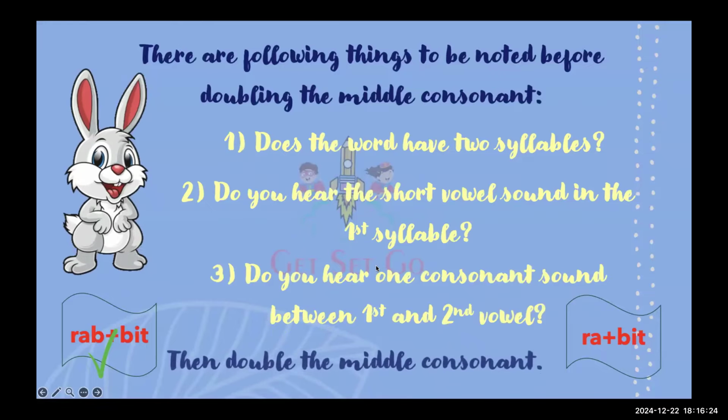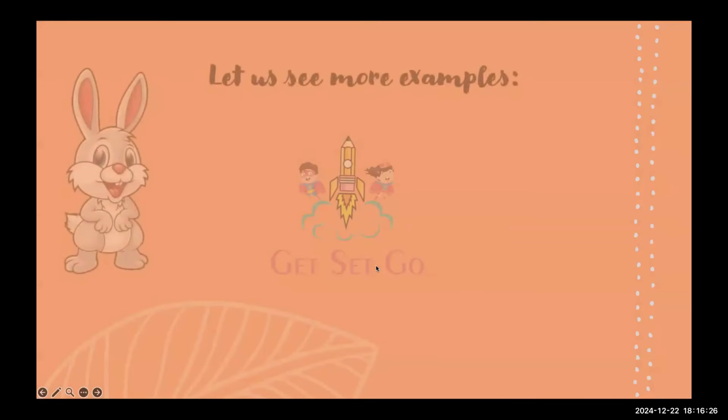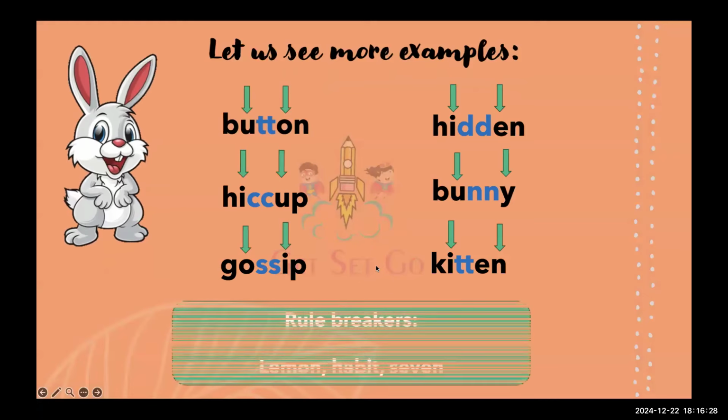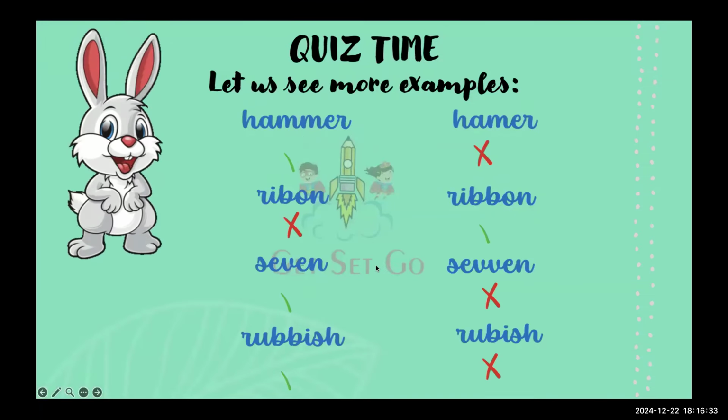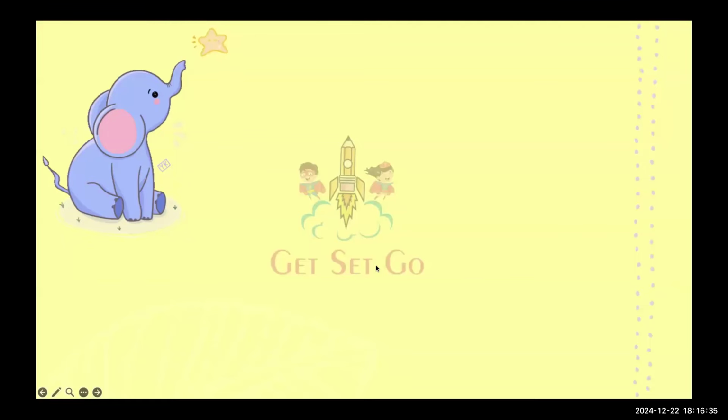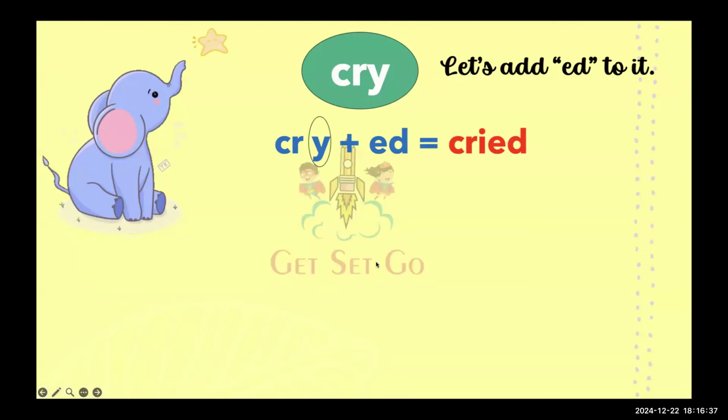Does the word have two syllables? All the discussion things are there, and then you'll see some examples, rule breakers, quiz time. So right, wrong: children have to tell which is the right spelling and which is the wrong spelling. We can even tell kids to write it in their notebooks.